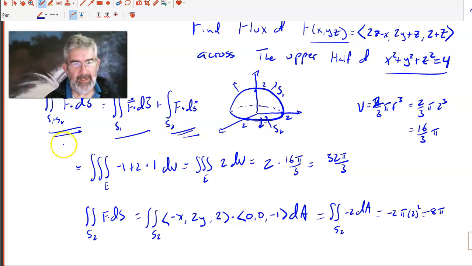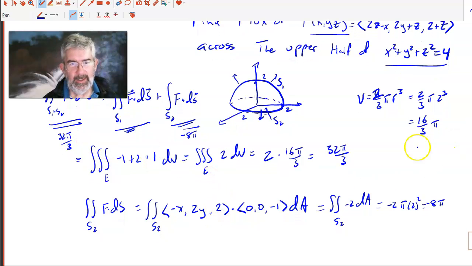So we calculated that this piece right here was 32 pi over 3. We calculated that this piece right here was negative 8 pi. So the integral over this piece must be, just move that over, the integral we want now, the integral over S1 of f dotted with dS, is 32 pi over 3 plus 8 pi.